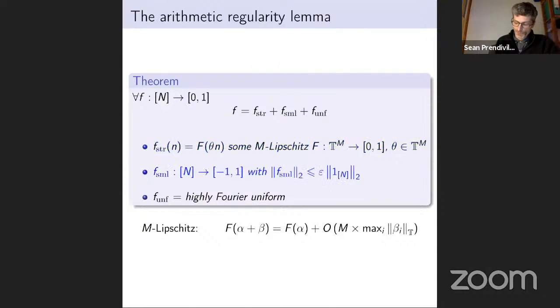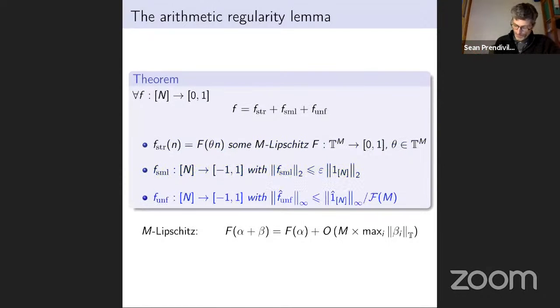Okay, what about the small function? So this is just a one-bounded function with small L2 norm. It's an epsilon proportion of its maximum possible size. And the uniform part is a function all of whose Fourier coefficients are very small. They're a 1 over f of m proportion of their maximum possible size. And this f is an arbitrary growth function.